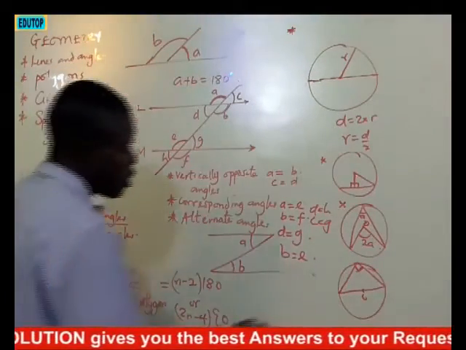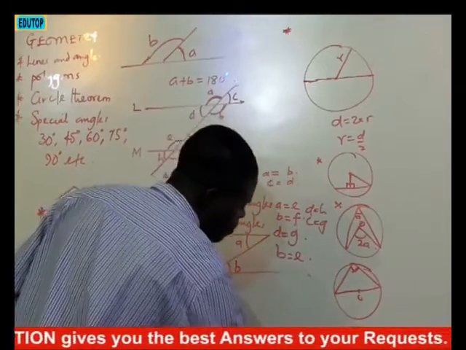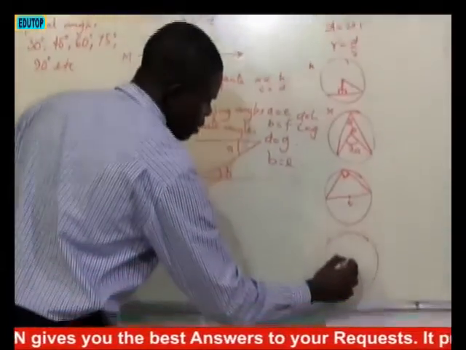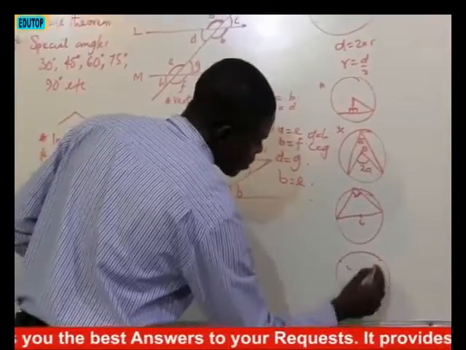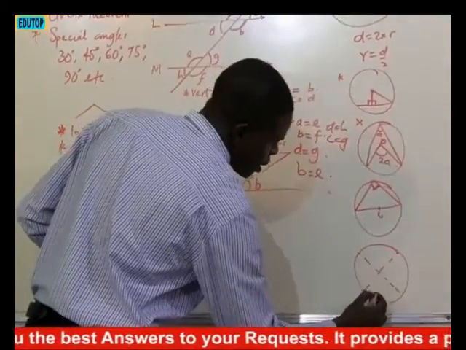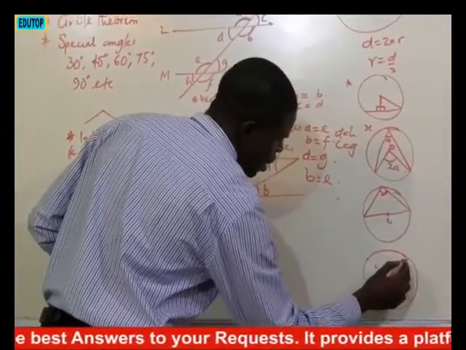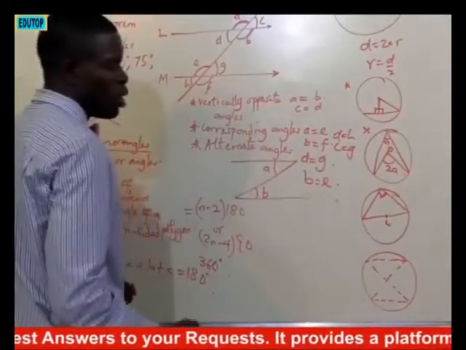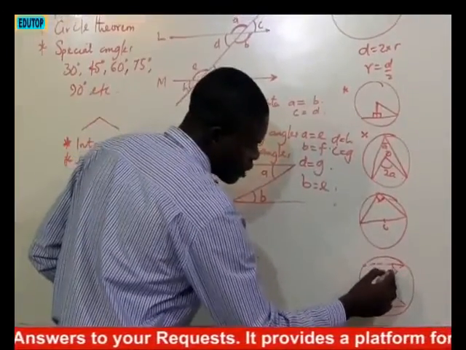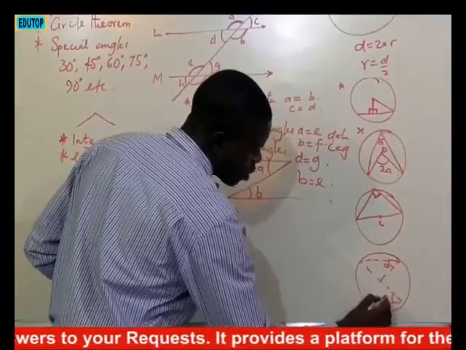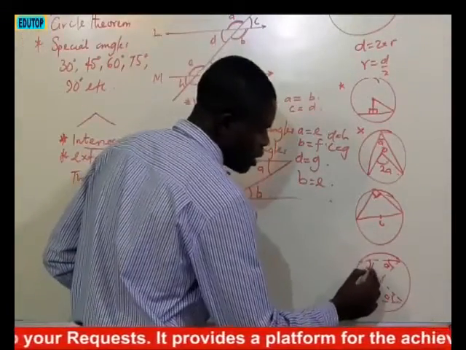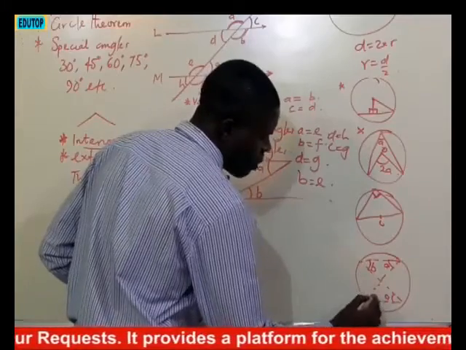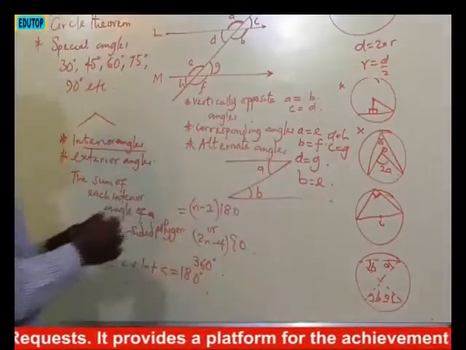Then we also know that angles in the same segment are equal. So that means if this place is A, for example, automatically this place will be A, because they are in the same segment. If this place is B, this place will definitely be B. That's angles in the same segment.